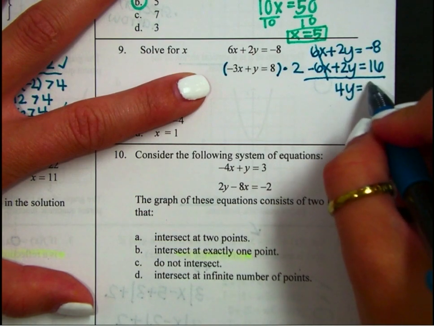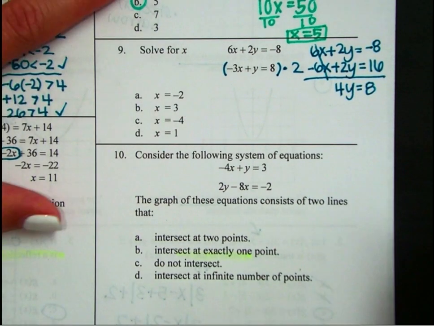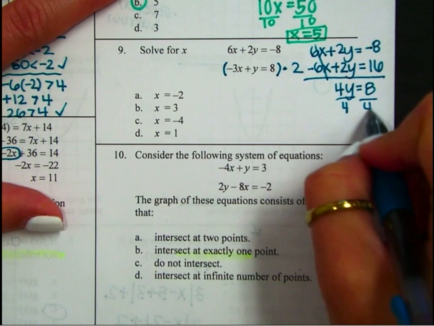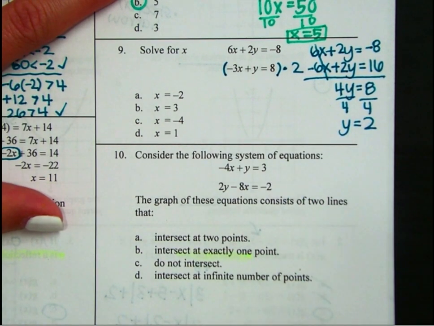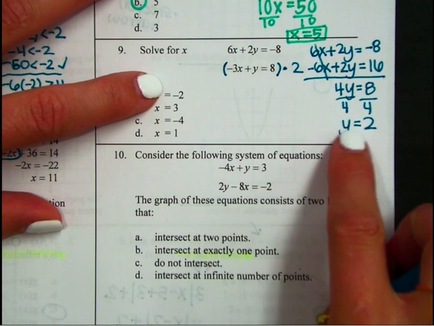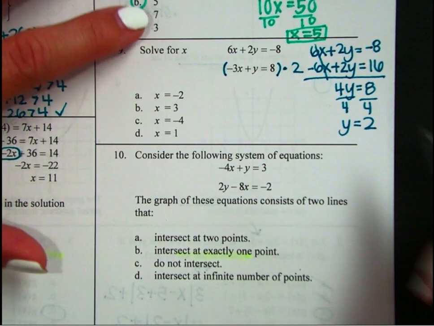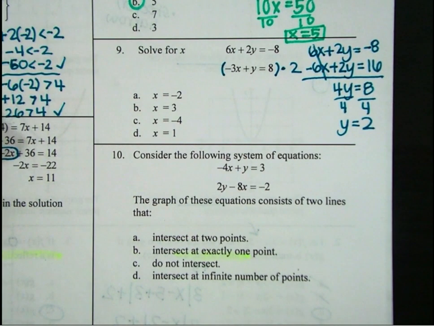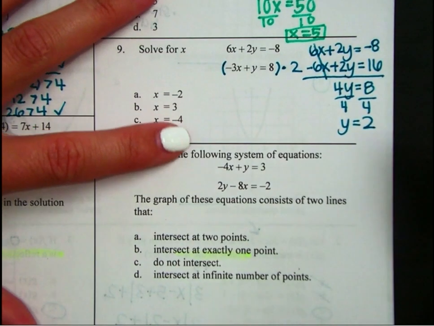Different sign, subtract, keep the sign from the larger number. We get 8. Then we're going to divide by 4, and we have y equals 2. But they want us to solve for x, so we're not done. I actually could have probably eliminated the y to solve for x in the beginning, but oh well, I'm not going back in my video, so it's all good.